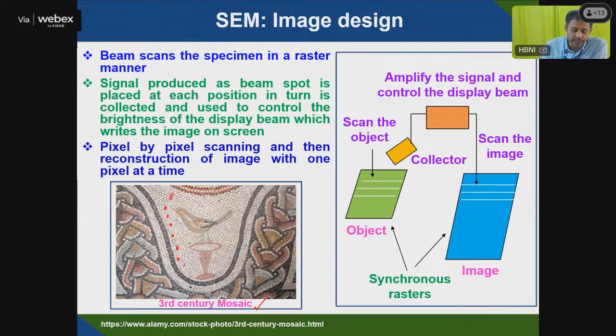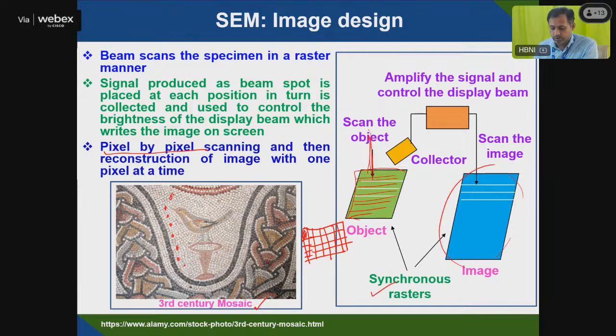Scanning occurs pixel by pixel. If you take a matrix like a 512 or 1024 matrix, it divides the whole image into small areas, called pixels, and scans each individual area, pixel by pixel. Finally, you can combine them to get an image. So you can see here, this is the object, and the scanning happens on the surface, layer by layer or pixel by pixel, and you get a scanned image on your computer.